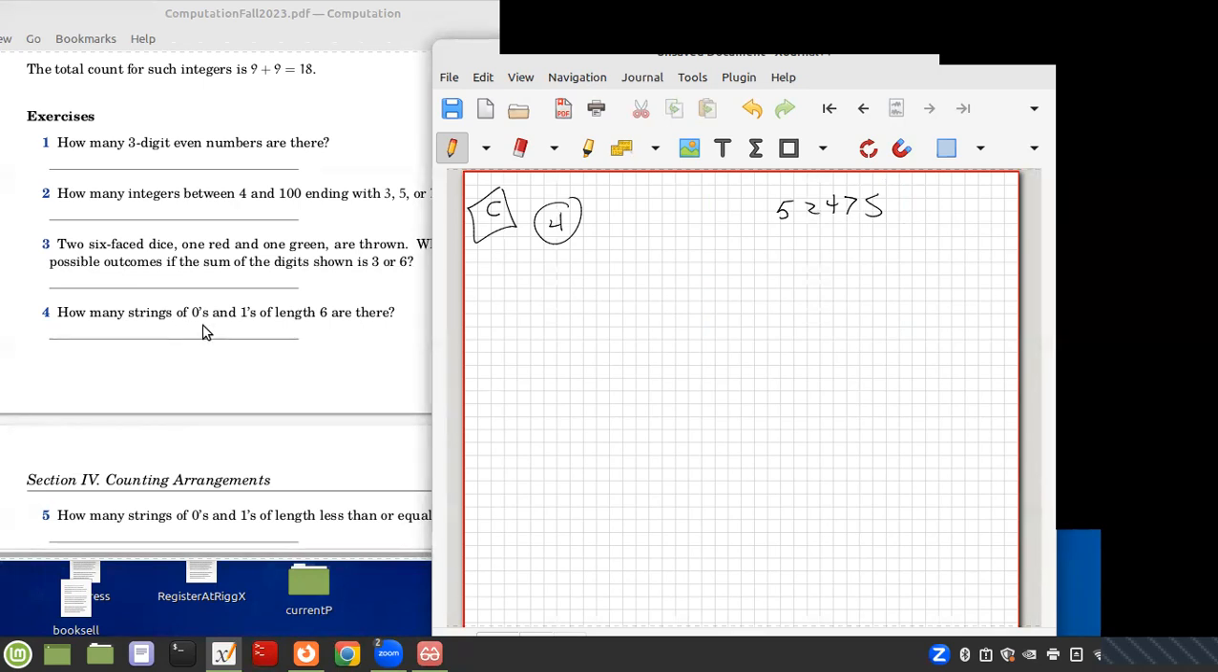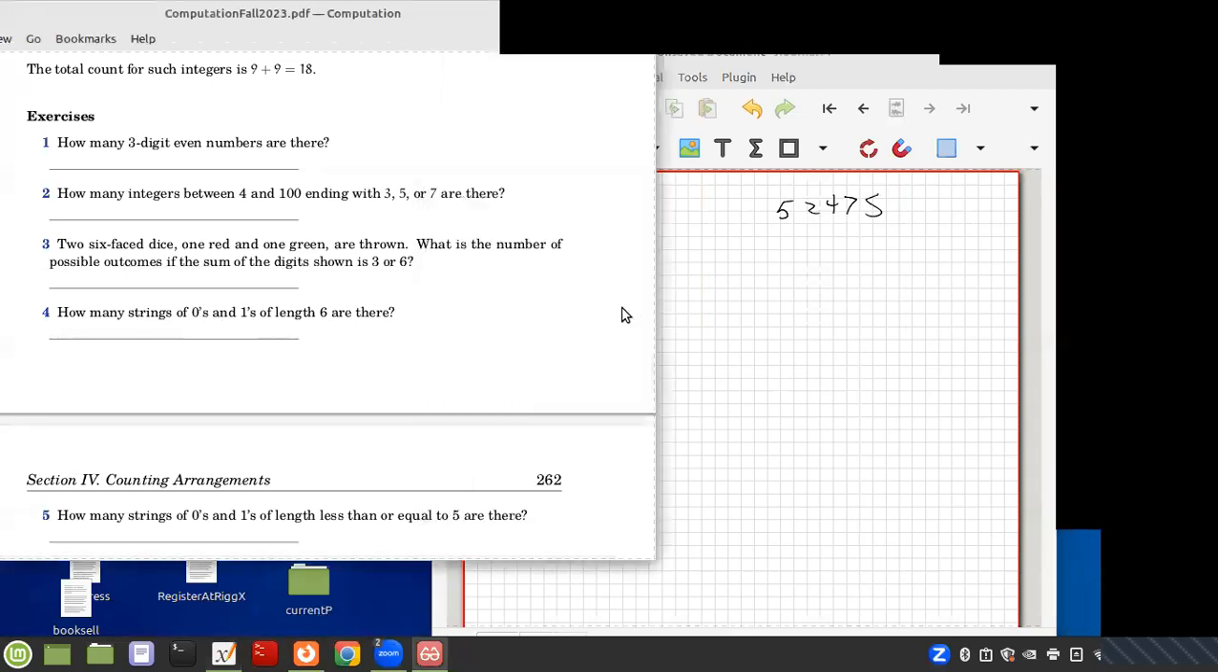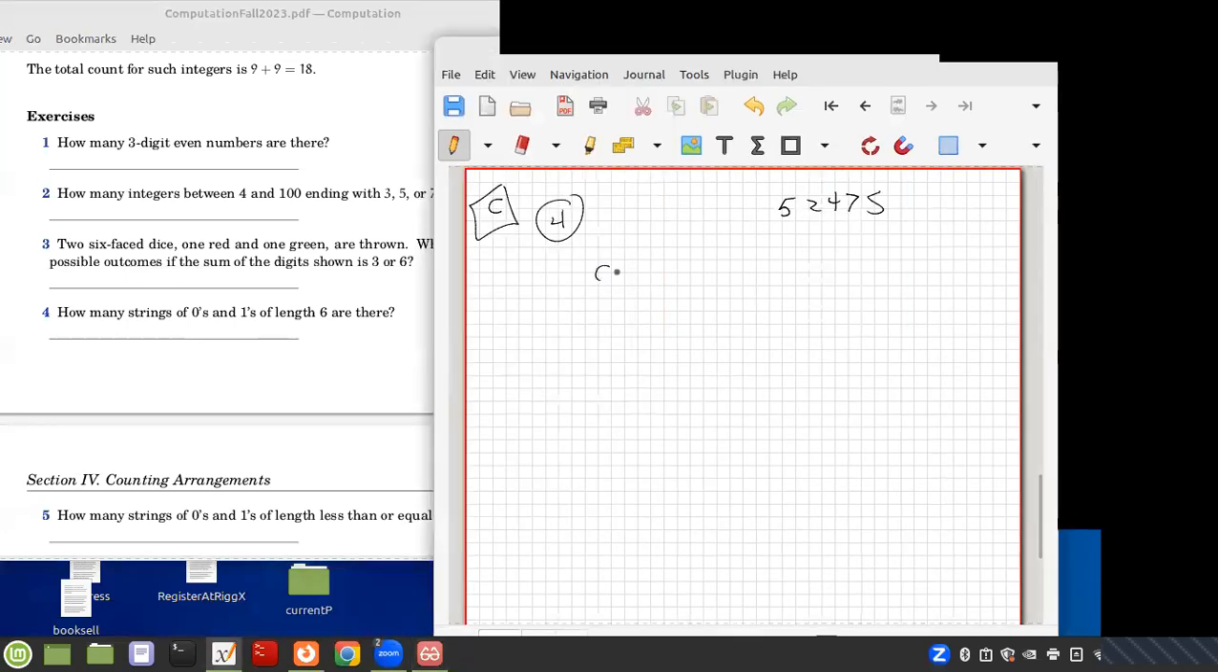How many strings, or sequences? Here's an example. I could have 0, 1, 0, 1, 0, 1. There's 6 ones and zeros. Another one could be 1, 1, 1, 1, 1, 1. Another one could be 0, 0, 0, 0, 0, 0. So how many of these are there? You have an answer? Okay.